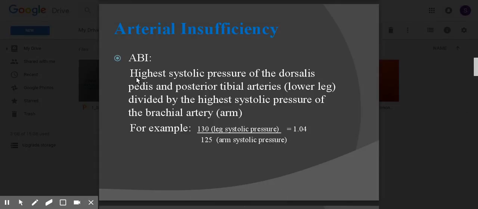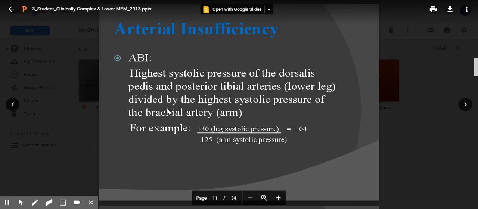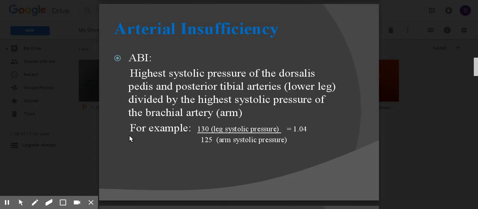So the ABI, again, is the highest systolic pressure of the dorsalis pedis and posterior tibial arteries in the lower leg, divided by the highest systolic pressure of the brachial artery. And so an example, typically in a normal population, because of gravity, the systolic pressure in the leg should always be greater than the systolic pressure in the upper extremity.